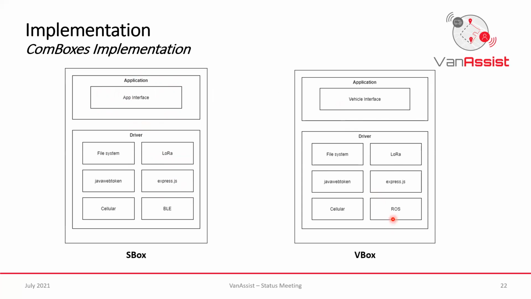In the VBox, in the driver layer, we have file system, JSON Web Token, cellular driver, ROS driver, Express.js, and also LoRa. And in the application layer, we have the vehicle control center interface.